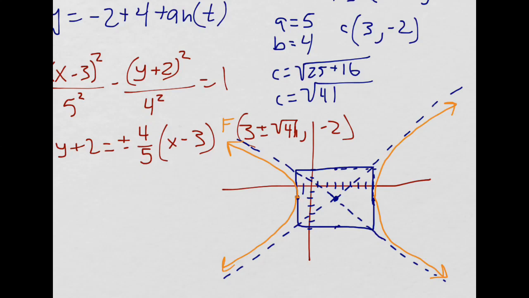The foci are going to be a little under 10, or what is it going to be? Yeah, a little under 10 to the right and left from the center. So I'm going to be somewhere over here and somewhere over there, like that. Cool. That's it.